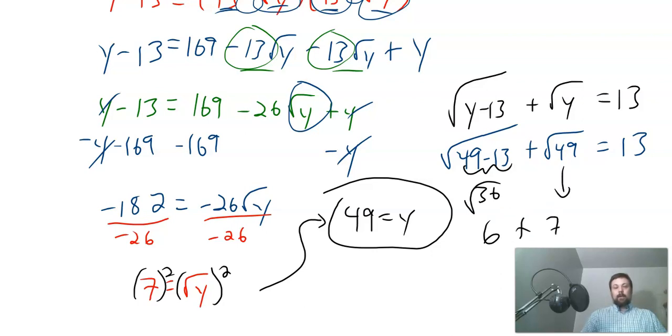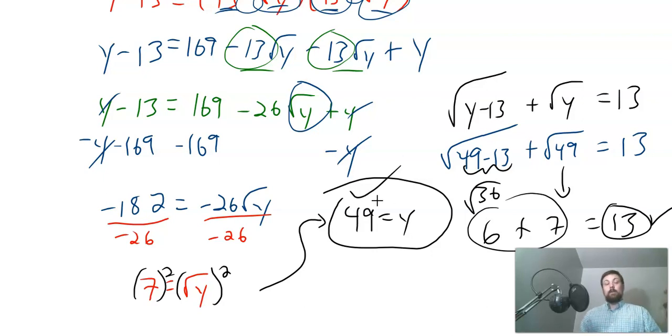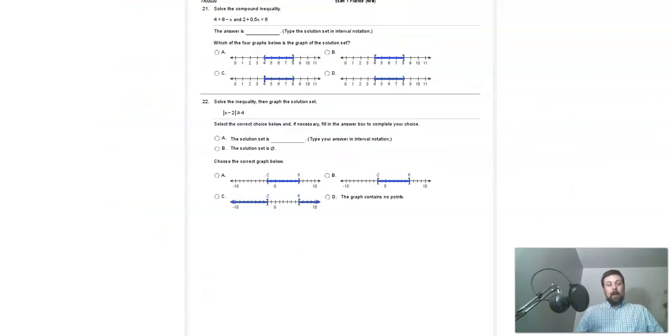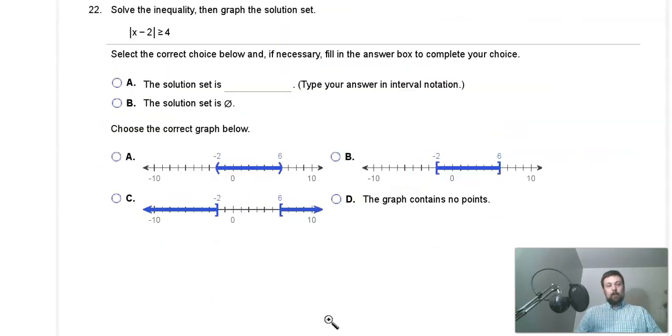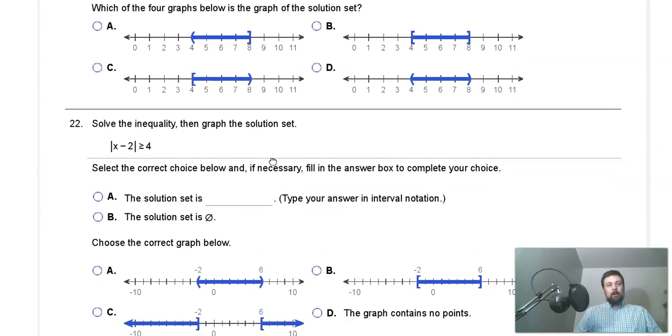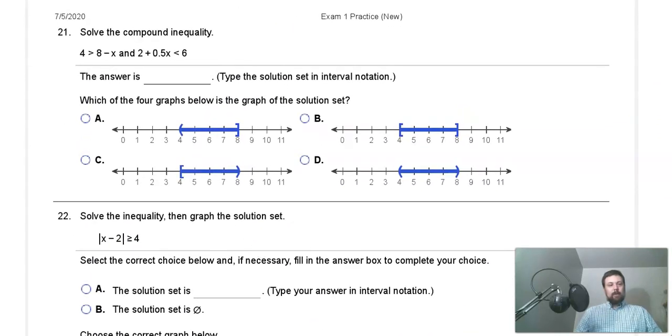Square root of 49 is 7. 13, sorry, I said the wrong number. 6 plus 7 equals 13. Right? This does actually equal this. So 49 works. So it's the solution to the equation. All right. So that's how you handle two square root equations. We have one last page here with 2 more problems. Let me zoom in first. And then we will be done with the review.